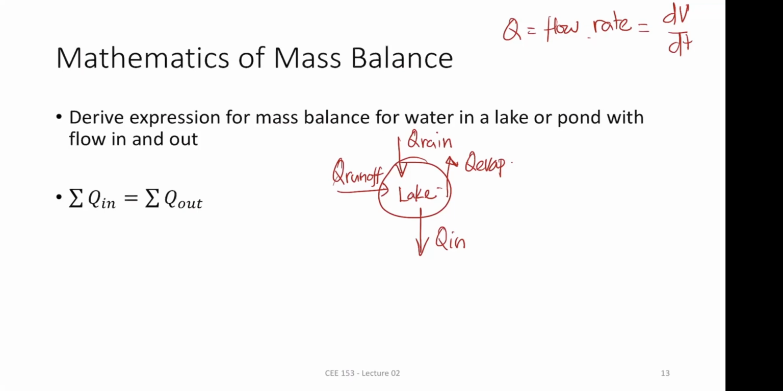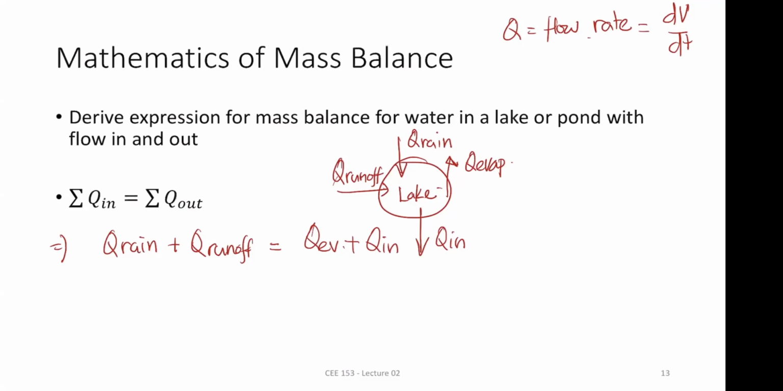So let's write this one. Q in equals Q out. That means all the mass coming in is equal to what's going out. So Q in will be Q rain plus Q runoff. Q out will be Q evaporation plus Q infiltration. Okay, why is this a mass balance? Where is the mass here? We are talking about volume. Well, there is a reason why we interchange volume and mass.